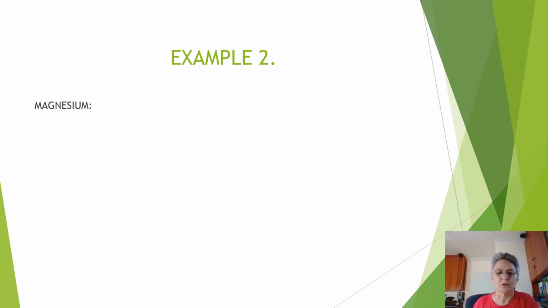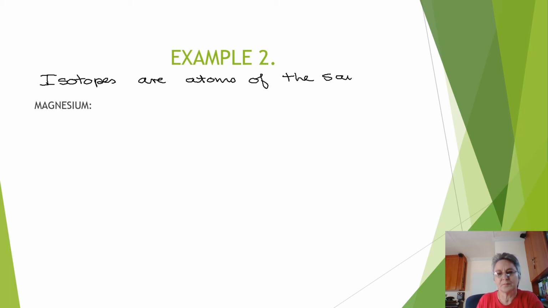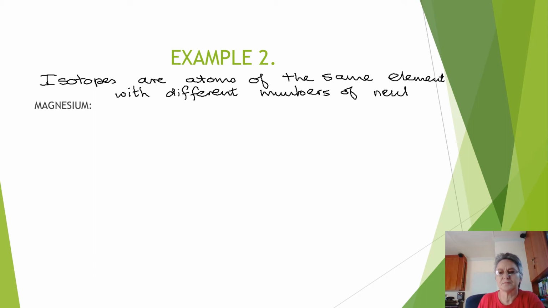The next example we are looking at is magnesium. So we have isotopes, or atoms of the same element with different numbers of neutrons. Magnesium also has 3 isotopes.